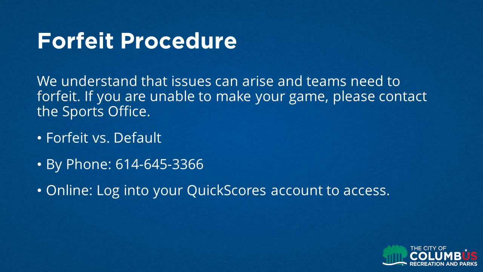Occasionally, teams do not have enough players to play on a particular night. A forfeit is declared when a team fails to show up to their scheduled game without notifying the sports office. A default is when a team calls the office by 4:30 p.m. on the day of their game to notify us that they are unable to play that night. Both situations result in a loss, but a default can preserve playoff eligibility and can also prevent a team from being removed from a league. This also allows us to notify the opposing team.